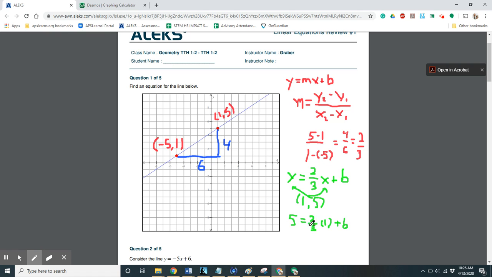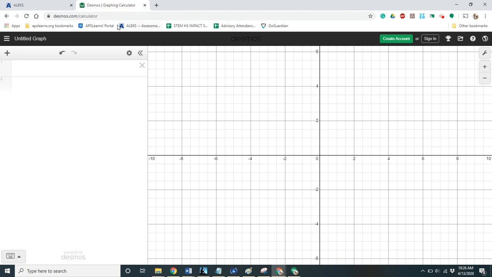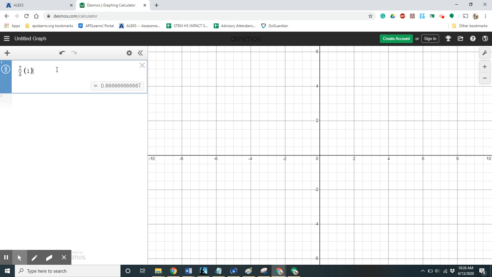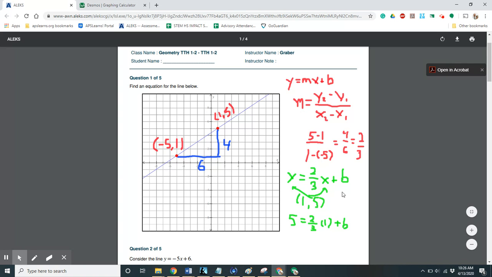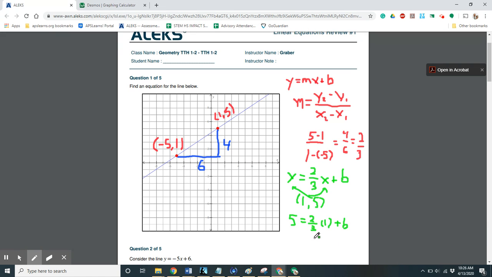So I need to multiply 2/3 times 1 next. I'll use Desmos to help me out with that. If I type in 2/3 times 1, and then press this, it turns it into a fraction. So 2/3 times 1, of course, is just 2/3. So 2/3 plus b is equal to 5.